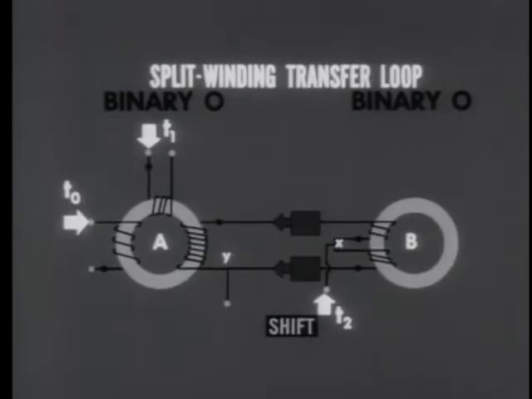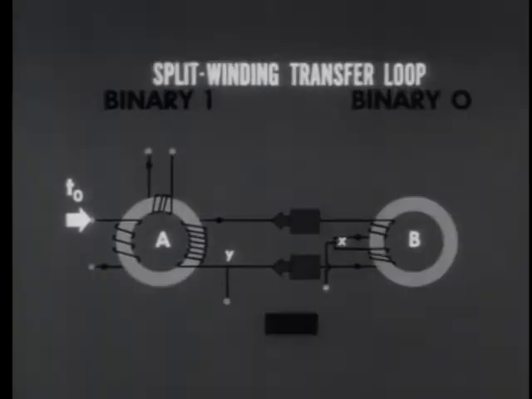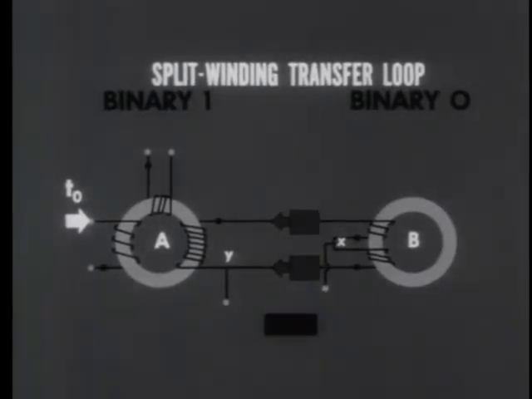So far, we have not transferred information from A to B. We need to make a change in the sequence of inputs. Again, at core A, we'll apply a non-dot pulse, T0, switching the core to binary 1. But this time around, we'll skip the dot pulse at T1 and leave core A at 1. Then the shift pulse is applied.